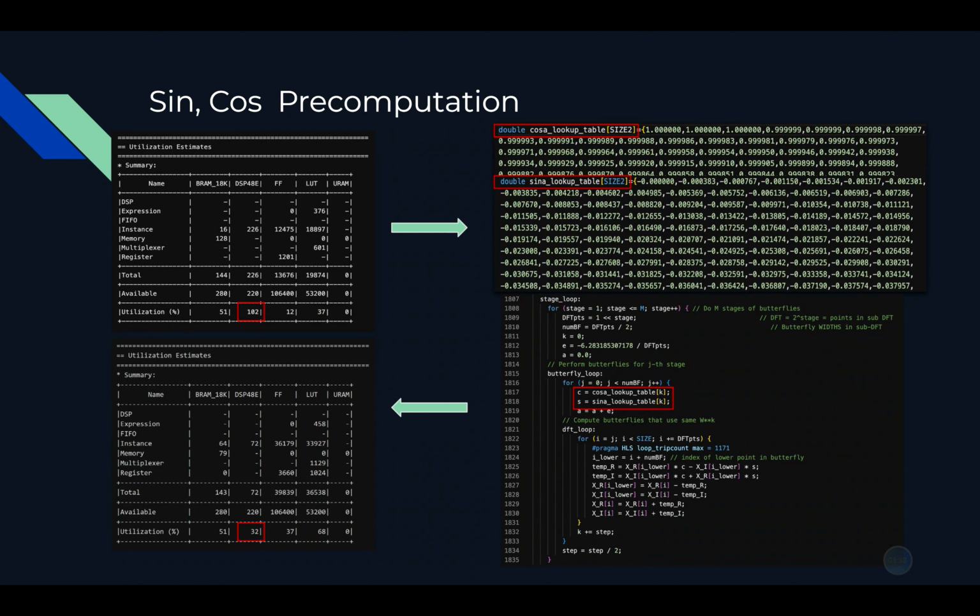To address this challenge, we explored alternative approaches and implemented a lookup table for sine and cosine values. This approach allows us to use pre-computed sine and cosine values from these tables, so that we can significantly reduce the DSP resources from 102% to 32%.